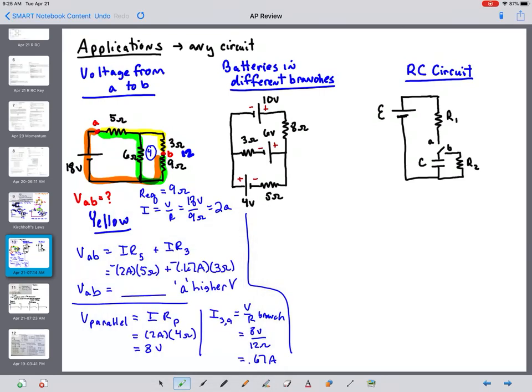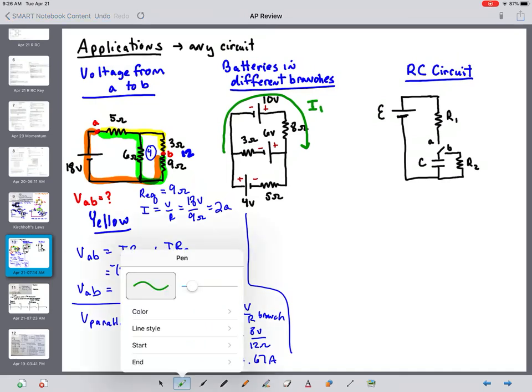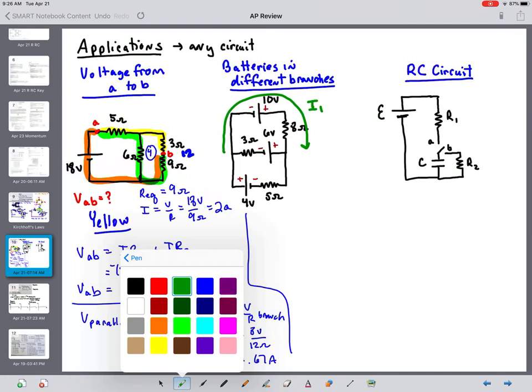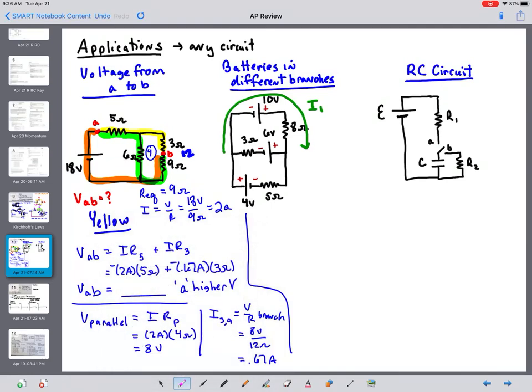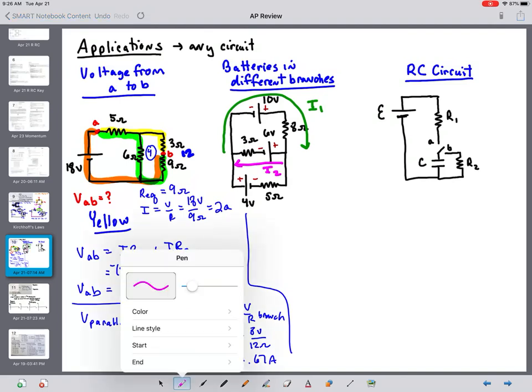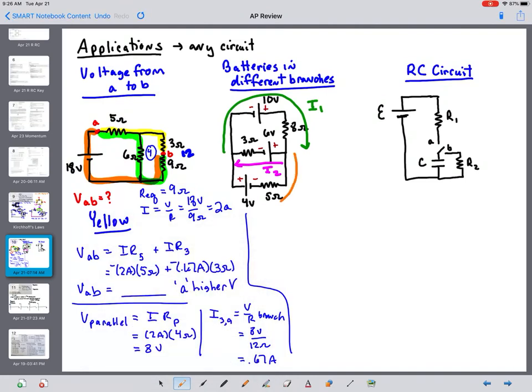And then we're going to highlight our different currents. I'm going to say the 10 volt battery dominates. So I'm going to go I1 is here and flowing in that clockwise direction. I'm going to put I2 across the center branch, flowing to the left, and then I3 I'm going to put down here in the lower branch.